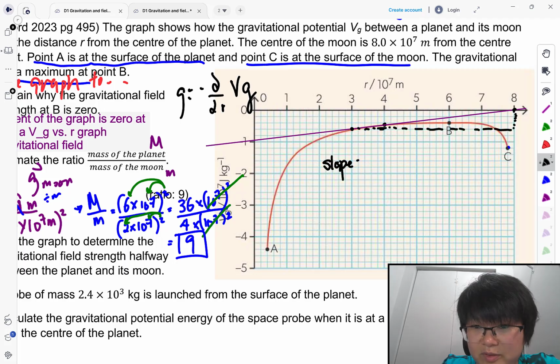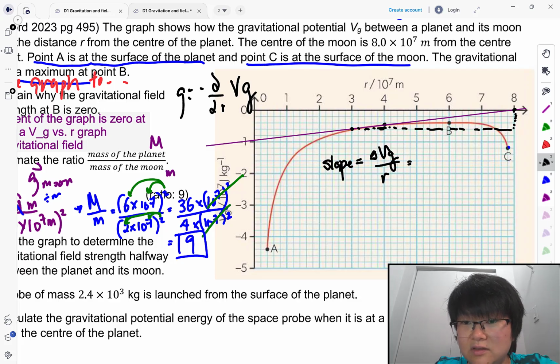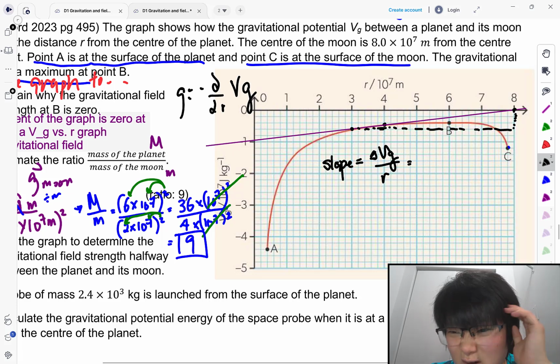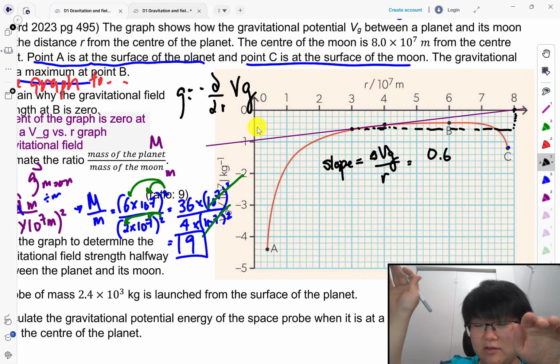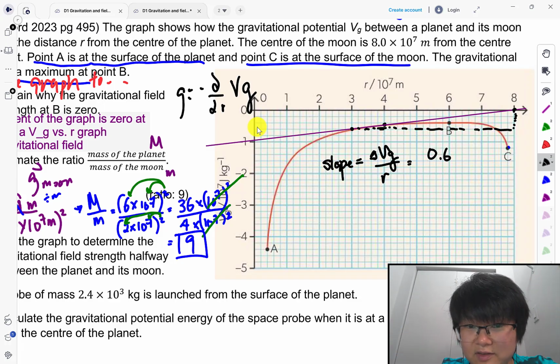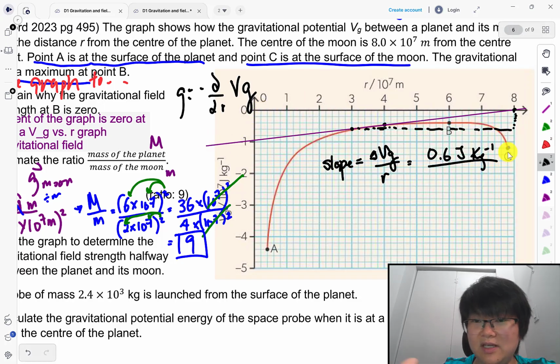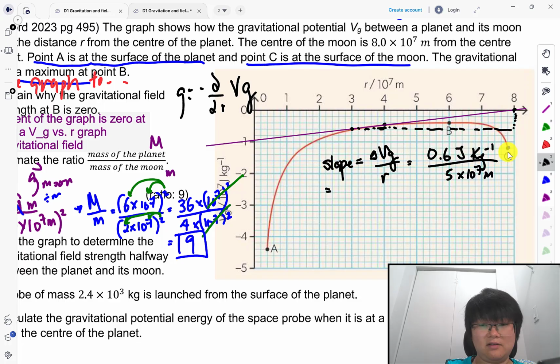So we know that slope is rise over run, or the change in gravitational potential over distance. So change in VG here, this is 3 boxes, which is 0.6, and this is an increasing positive slope, so no need for the negative sign, joules per kilogram. Divided by the distance. So from 3 all the way to 8, that is a total of 5, times 10 to the power of 7 meters. Put this in the graphing calculator.